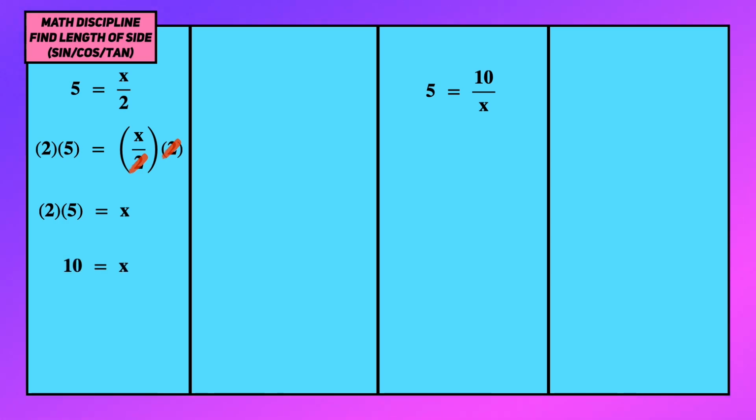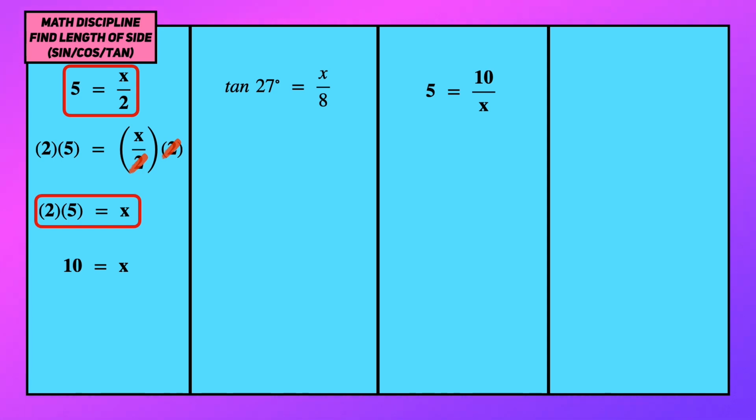Now let's compare how our equation started to how our equation ended. When we started, the x variable was on the top of our fraction. We ended up moving our denominator 2 to the left side of our equation and multiplying. Now let's take this equation from example 1. As you can see, it is the exact same type of equation as the equation on the left.